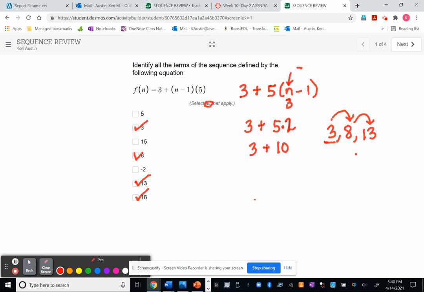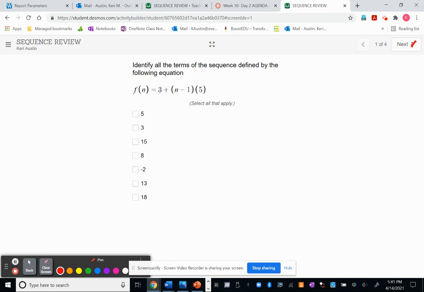Now, would -2 work if I went 5 back? Technically it would, but with sequences, we're considering this to be the first term with the number 1. Okay, so there we go. We've got 3, 8, 13, and 18. All right, next slide.